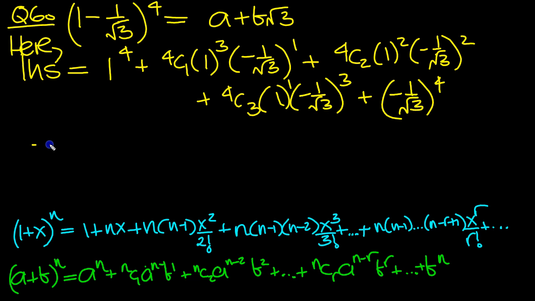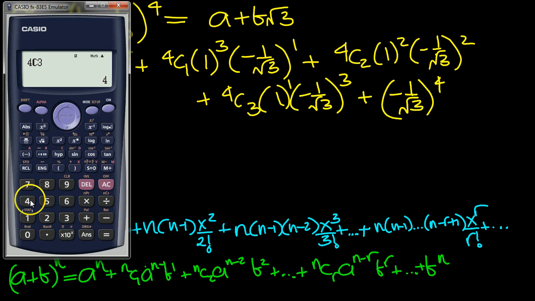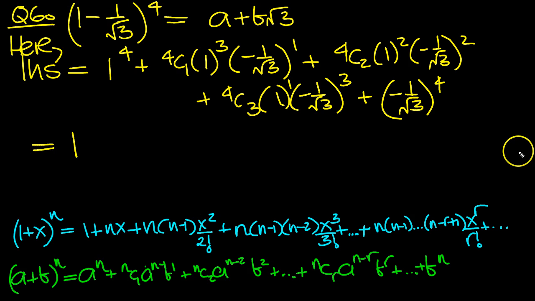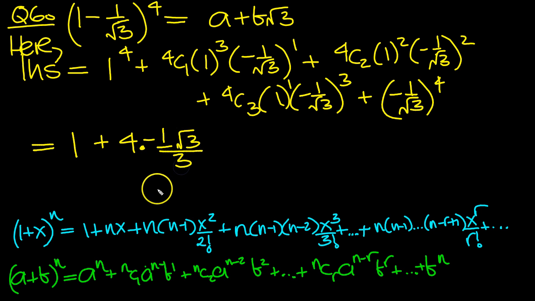So what have we got here? We've got a 1. 4C1. Let's just tap it in the calculator to make sure we're all happy. 4C1 is 4. So that's a 4 there, over minus with a minus 1 over root 3. So it's minus, and I'm going to now write that as root 3 all over 3. There we go. So that's that one.